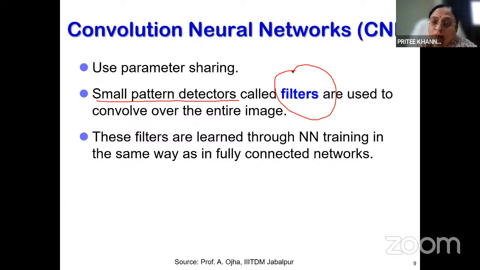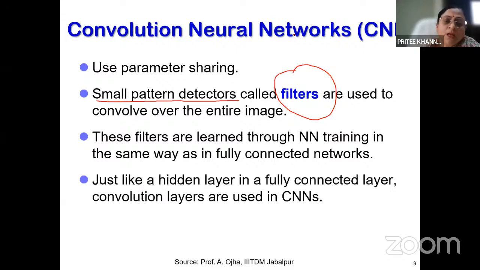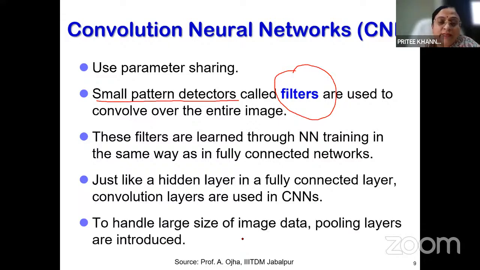So whatever process is there in neural network training, in the same way, like you have studied these fully connected networks, the same process is being followed here, and these filters are being learned. In fully connected networks you have hidden layers; here we are having convolutional layers. So in CNN, convolutional neural network, we make use of fully connected layers, right?